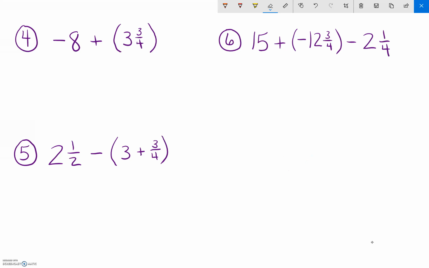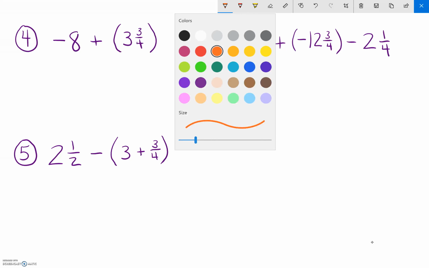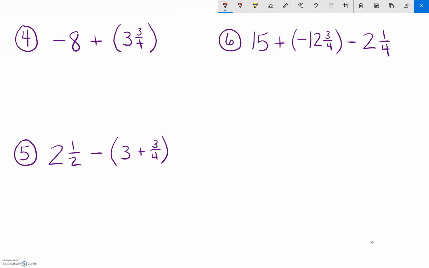All right, go ahead and try number 4. Number 4 says negative 8 plus 3 3/4. So we're going to keep the negative 8, and we're going to break this mixed number down, the 3 3/4. We're going to break it down into a 3 plus 3/4. It's going to make our problem easier to solve because now we have two integers to work with. I'm not going to show all the steps this time.